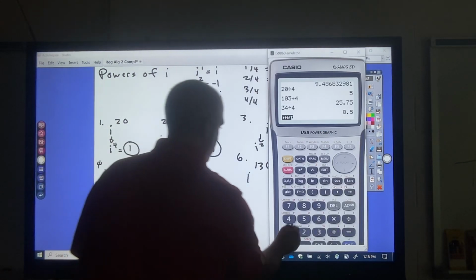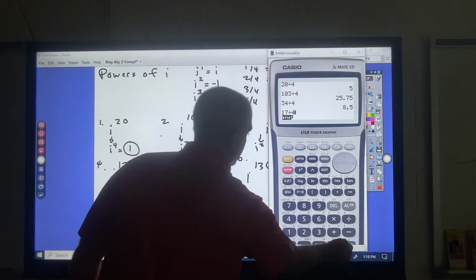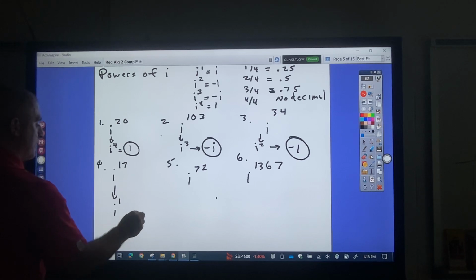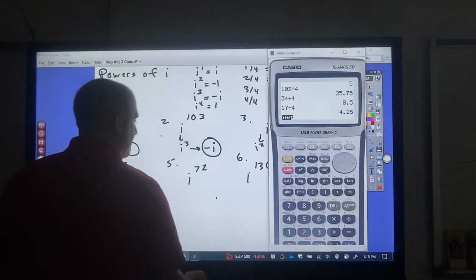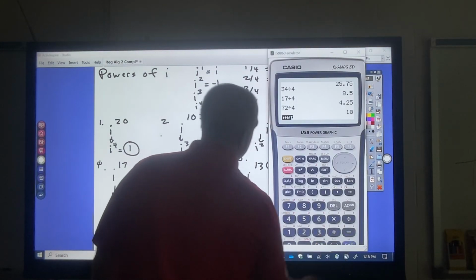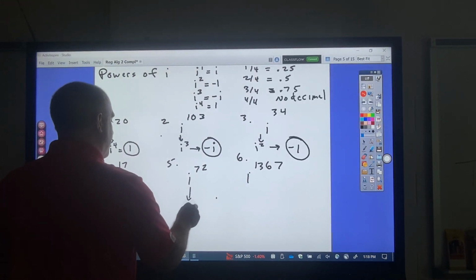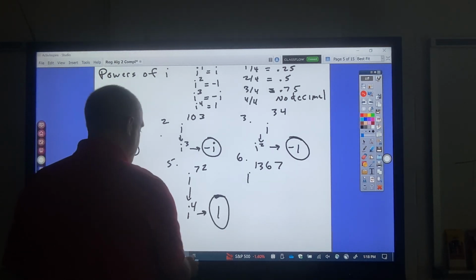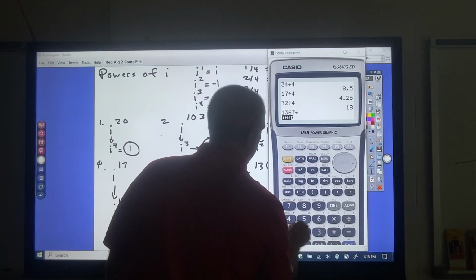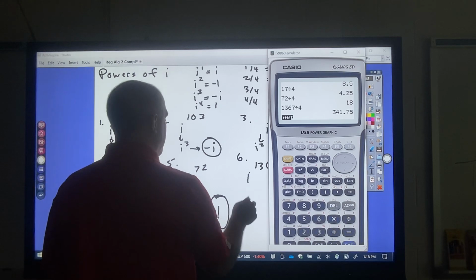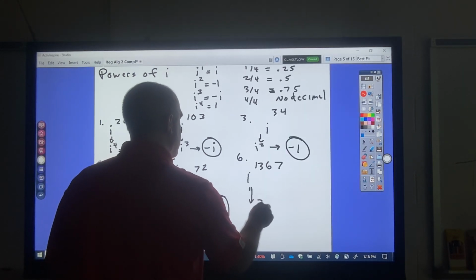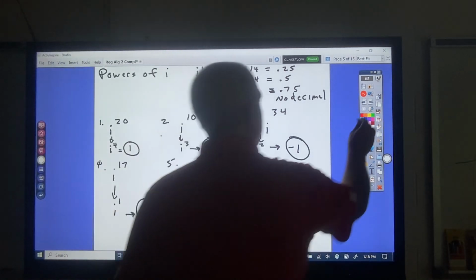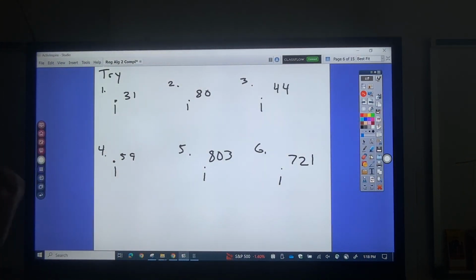17 divided by 4 is 0.25, which basically means that's i to the first, which then makes that i. 72 divided by 4. That's no decimal, so that's i to the fourth, and that's just going to be 1. Okay, 1367, while that looks complicated, just divide it by 4. That's 0.75, okay? So that's going to be i to the third, which gives me negative i. Okay, all right? So you guys go ahead and practice those.